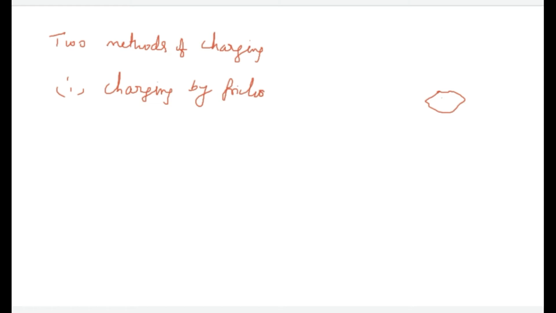There are two methods of charging. First method, it's called charging by friction. Second method is called charging by induction. Okay, first method, let's see.